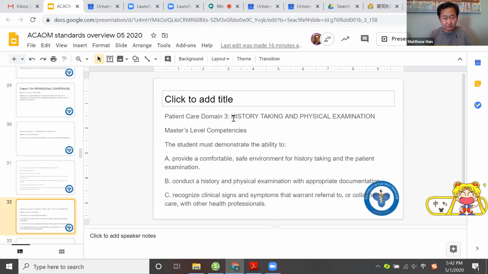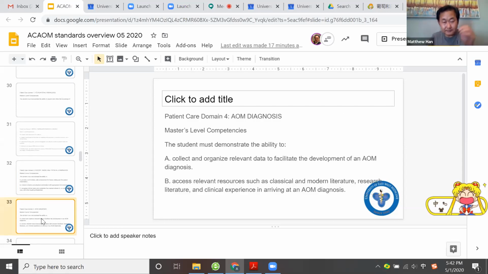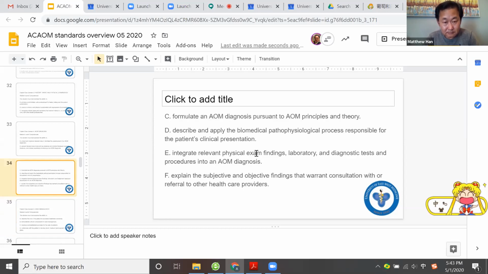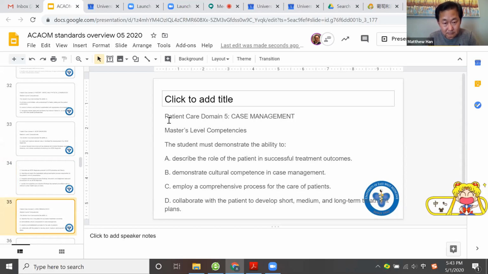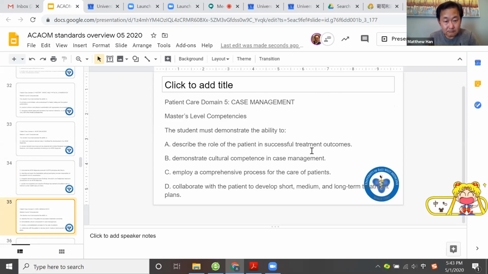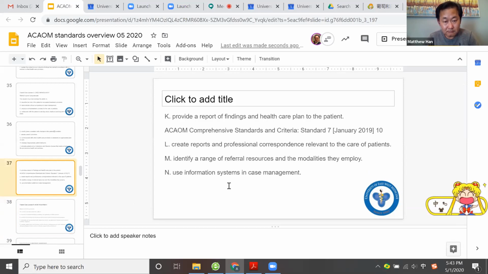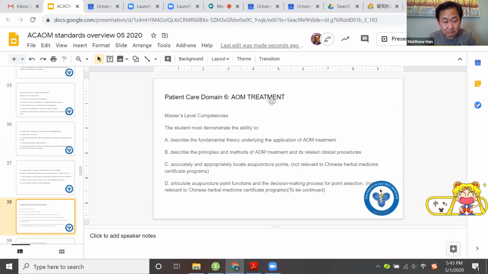And for example, history taking and the physical examinations. So Matthew, you can feel that when you achieved the education, all this part has been adjusted during your study. It's very detailed. AOM diagnosis, formulas, like herb formulas, integrated physical exam findings, laboratory, all those things, and the case management. And AOM treatment.